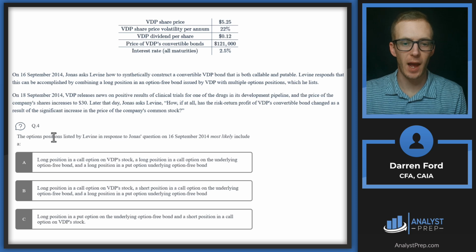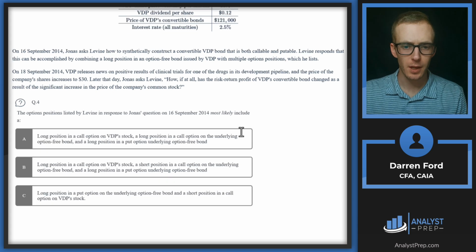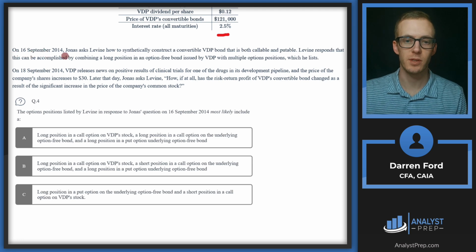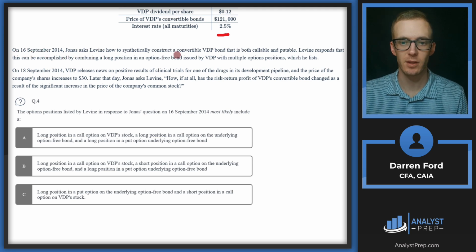Question 4. The options positions listed by Levine in response to Jonah's question on September 16, 2014 most likely include. So we've got a few different option positions. They're pretty lengthy answers, so let's go ahead and read this part, go into the reading first to save some time. So we left off just under the exhibit. We'll start here. On September 16, 2014, Jonas asked Levine how to synthetically construct a convertible VDP bond.